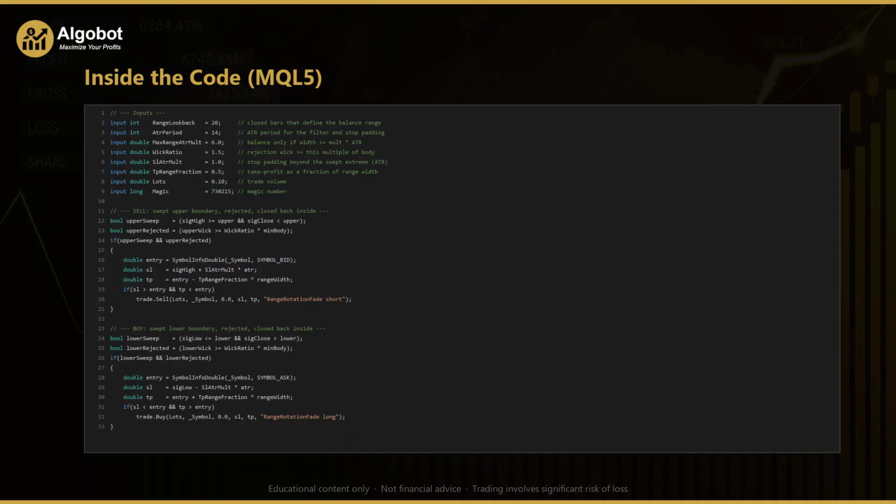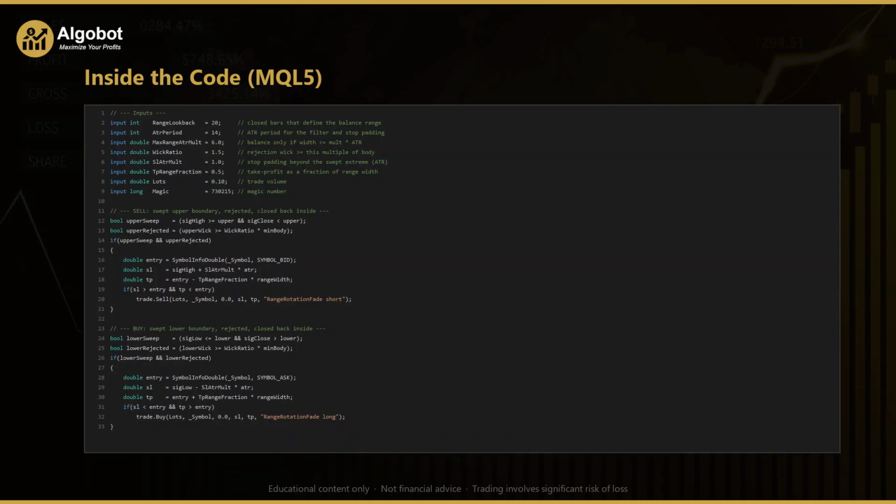The sell block first checks upper sweep. The signal high reached or exceeded the upper boundary, while the close came back below it, and upper rejected, meaning the upper wick was at least the wick ratio times the body. When both are true, entry is taken at the bid. The stop is the signal high plus the SL-ATR multiple times ATR, and the take profit is the entry minus the TP range fraction of the range width. After a safety check that the stop sits above entry and the target below it, trade.sell sends the order.